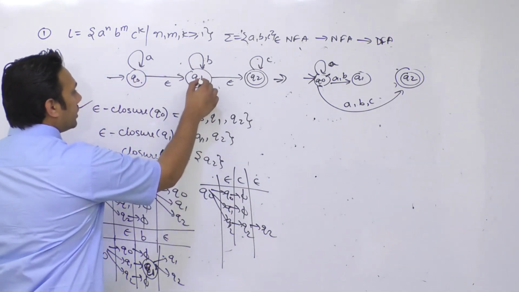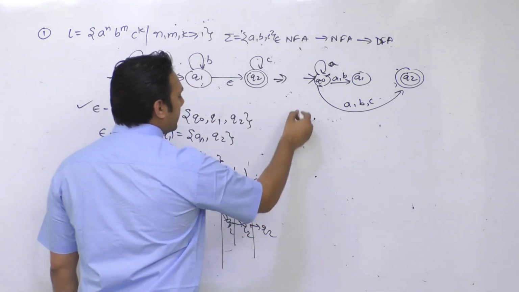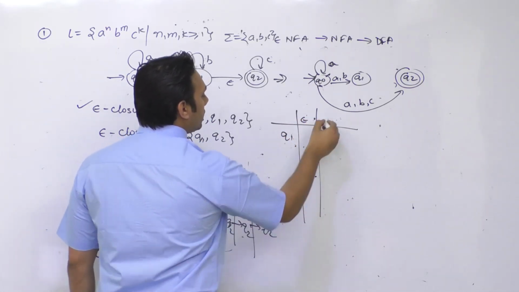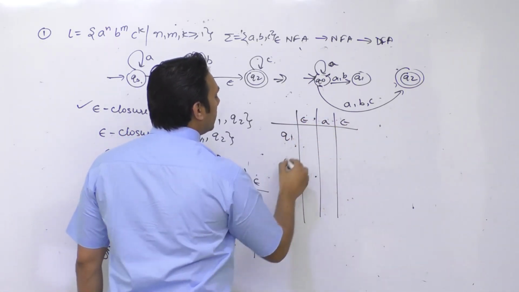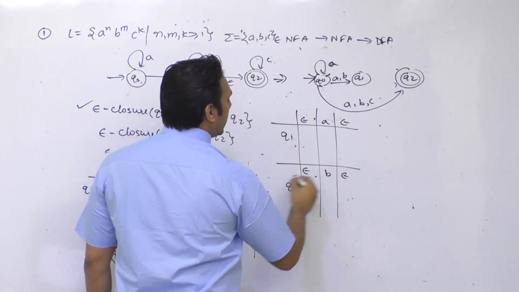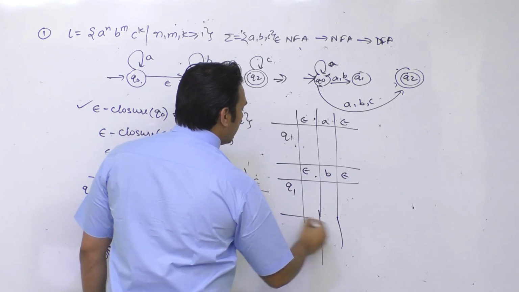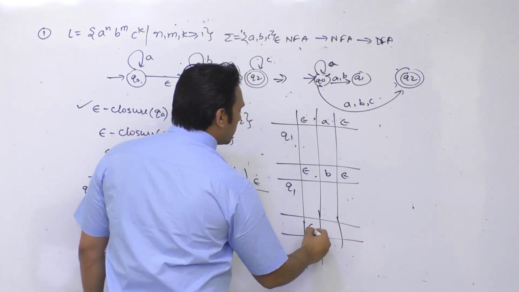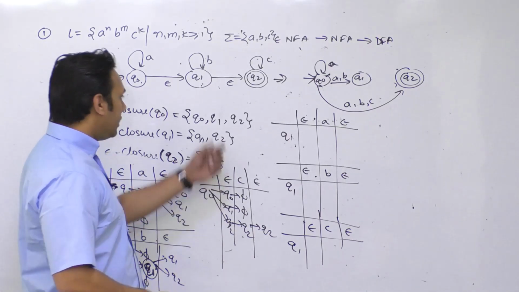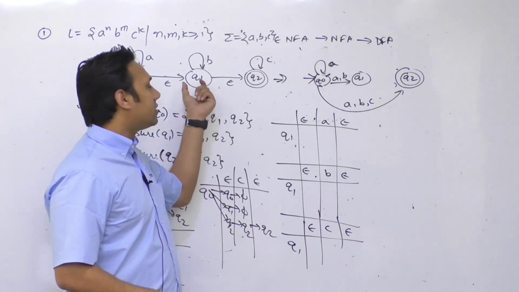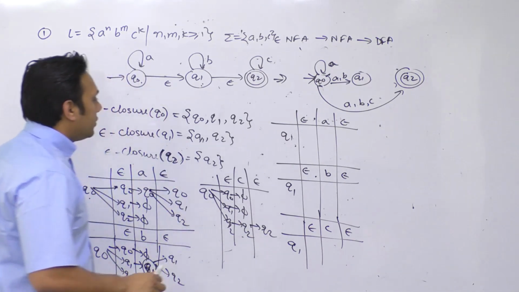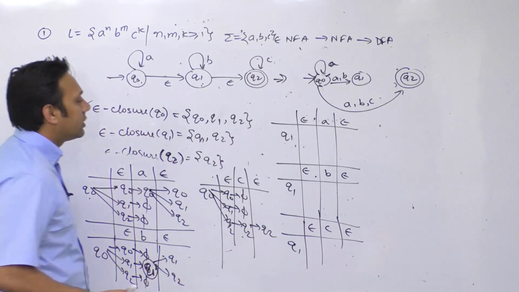Now for Q1 state, do the same. For Q1, I will do epsilon closure, A, again epsilon closure. Then for Q1, I will do epsilon closure, B, and again epsilon closure. And then again for Q1, I will do epsilon closure, C, and again epsilon closure. This way you can also identify that if you are at state Q1, by looking at this symbol, what are the states you can go to. So for example, the epsilon closure of Q1 is Q1 and Q2.